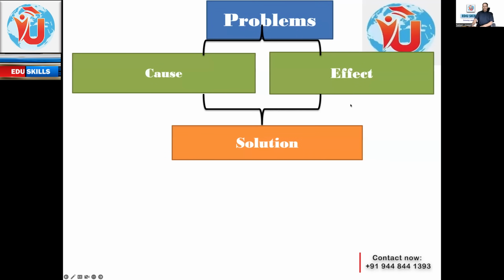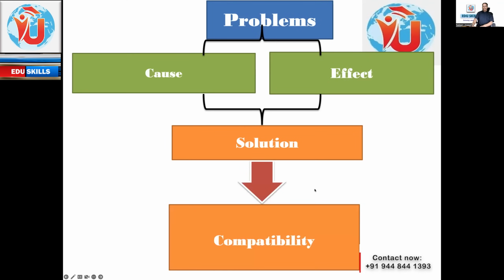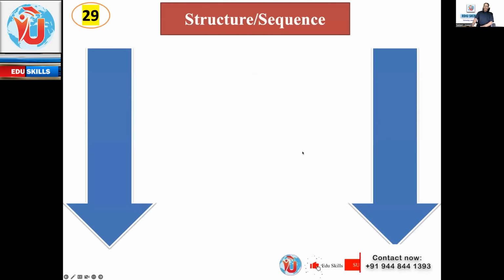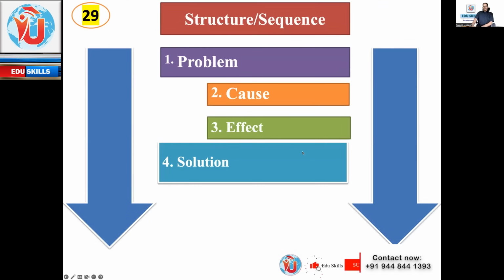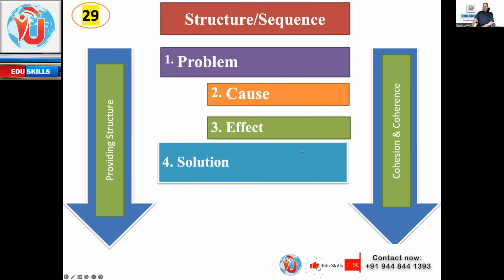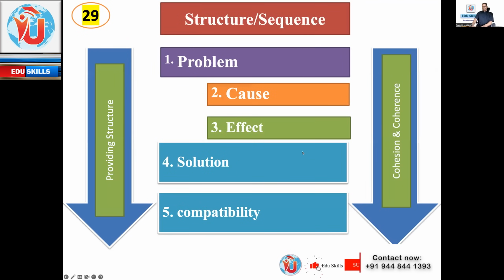Cause, effect. See, one problem is given, that is the interference problem. Then that is given in cause and effect language. 1 cause is given, 2 effects are given in our paragraph. Then solution is given. Then compatibility issues. So if you put it another way, the structure sequence is this: problem, cause, effect or effects, solution. Then you have compatibility. Okay, this paragraph.